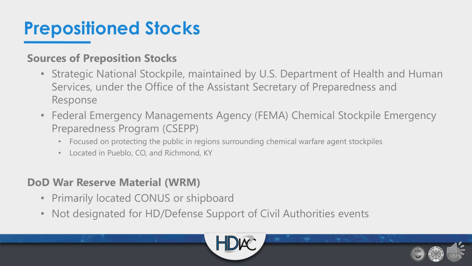So, pre-positioned stocks. The Strategic National Stockpile is maintained by HHS under the Office of the Assistant Secretary for Preparedness and Response. They do maintain a stockpile, but those are all CONUS, as well as FEMA's Chemical Stockpile Emergency Preparedness Program. That's really dedicated to Pueblo, Colorado, and Richmond, Kentucky, where they are still demilling chemical warfare agent stockpiles dating back to World War I. Obviously they have some resources there that in a large public emergency may be able to be used. However, again, you have that tyranny of distance to deal with, going from Colorado or Kentucky out to an island in the Pacific.